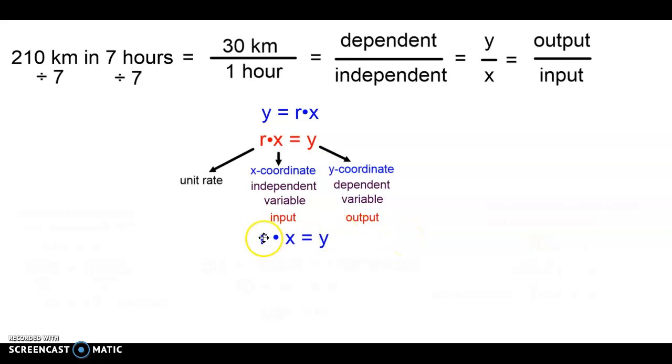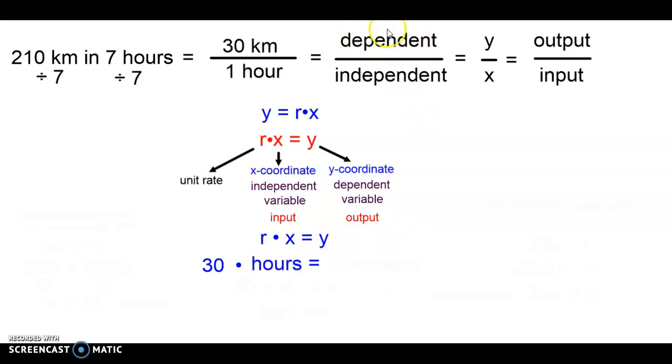So in place of the r, this is the only one that gets substituted with a number. You put in the unit rate, that is our 30, times. In place of the x, put a word that represents our independent variable. In this case, it's the number of hours. And when you multiply those, you get your y.